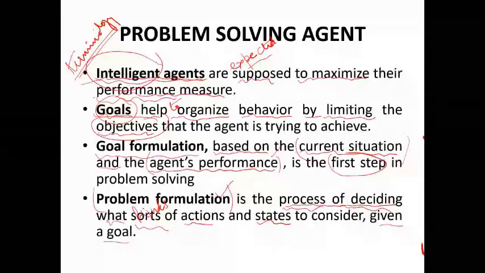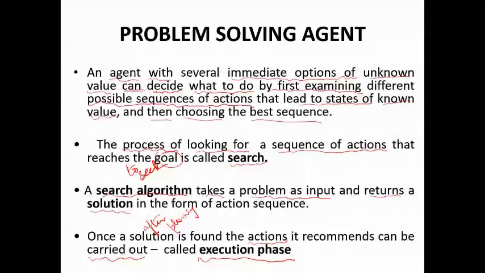Let's move on to the next one. An agent with several immediate options of unknown value can decide what to do by first examining different possible sequences of actions that lead to states of known values, and then choosing the best sequence. I was giving an example, remember just now, about the route finding solution. Let's say these are different cities, and the agent starts from here and wants to move to this final destination. So it starts from here, and the goal is here. The agent moves, let's say, from state one, the initial state, to the next state. Maybe this way, or there are other possibilities, like it can move here also, it can move here. So these three are possibilities.